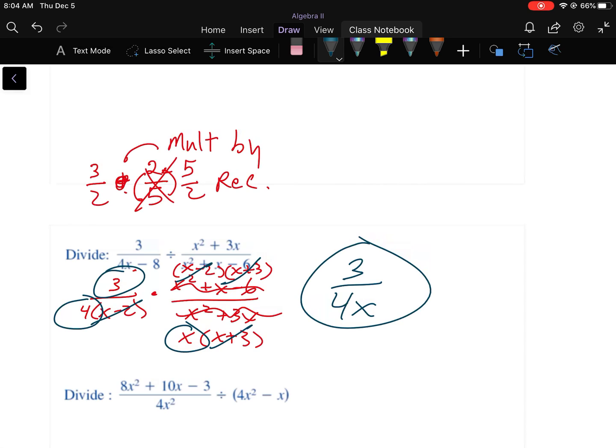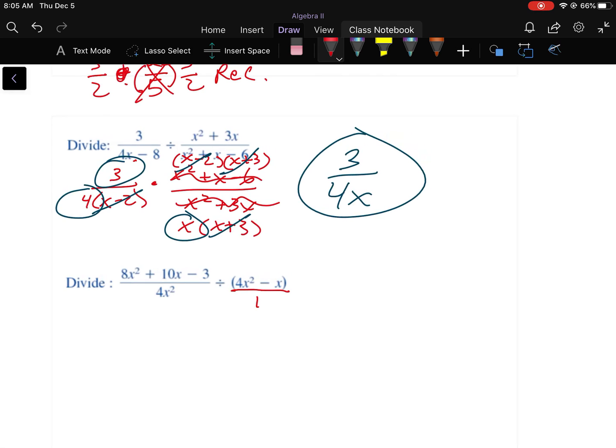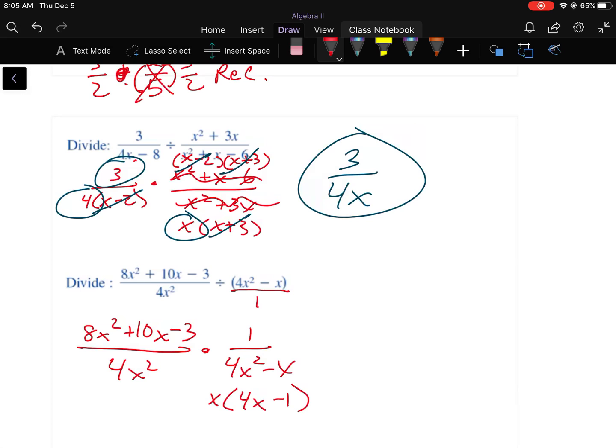Okay, same thing here. When I'm dividing by a whole number, it's going to turn into multiplying. And whenever you have a whole number, not a fraction, make it over 1. So we'll go 8x squared plus 10x minus 3 over 4x squared times 1 over 4x squared minus x. So take out the greatest common factor. Okay, that's going to replace that, and again, I'm going to use that as a clue.